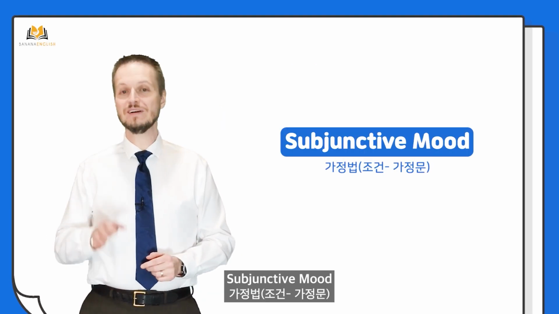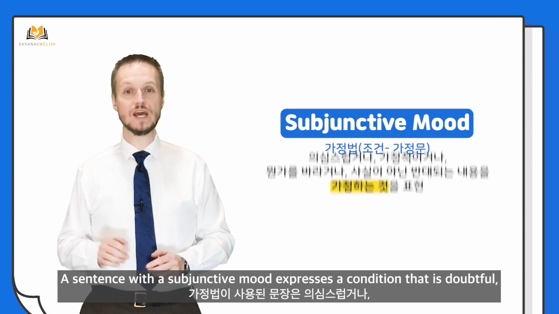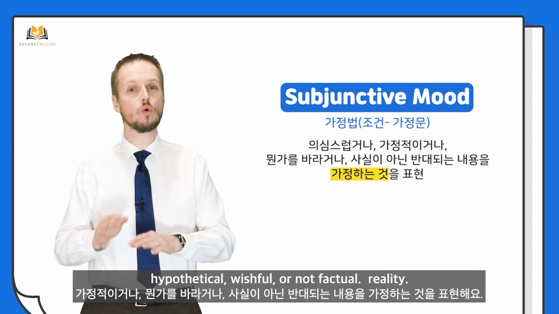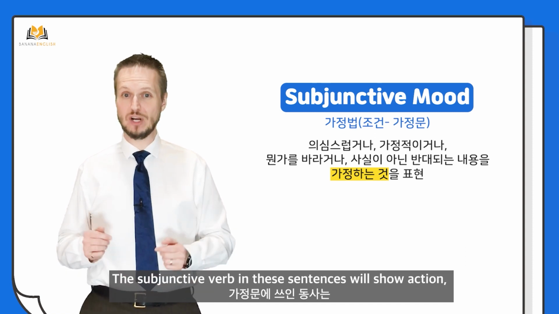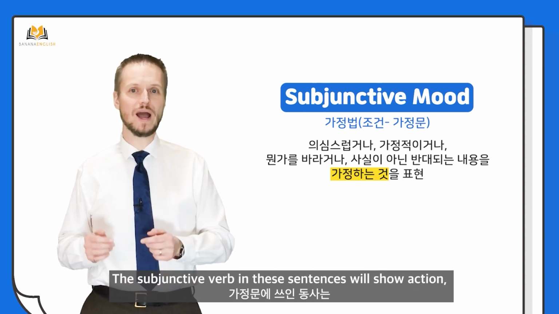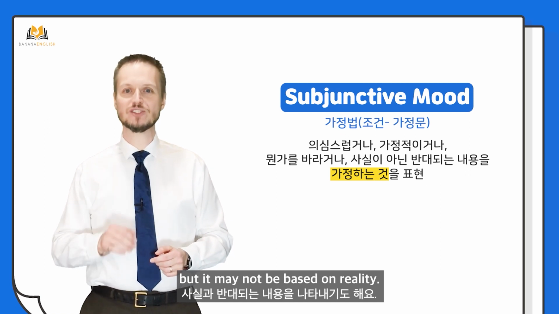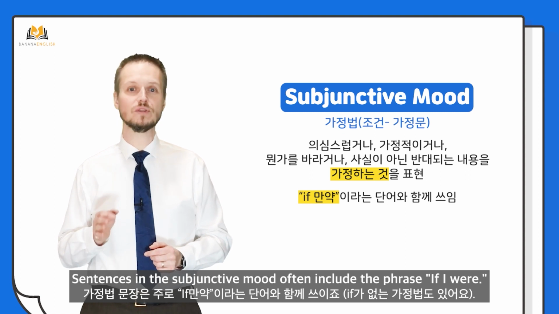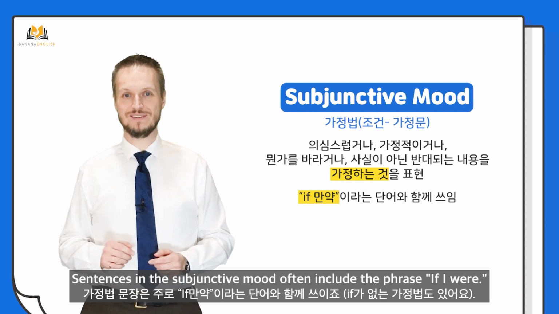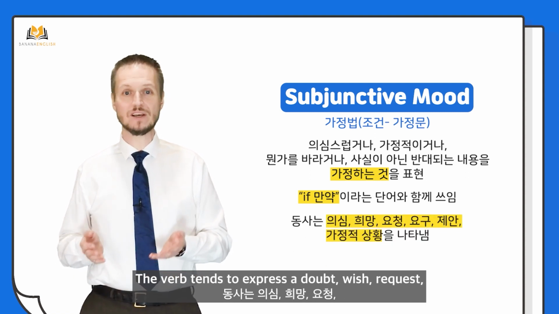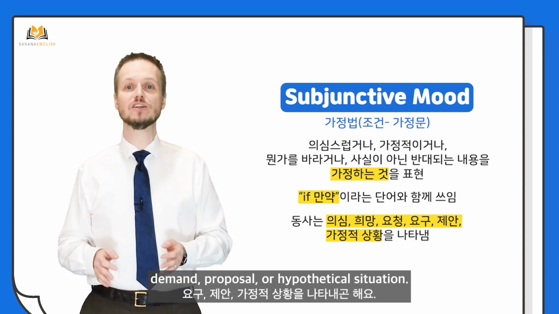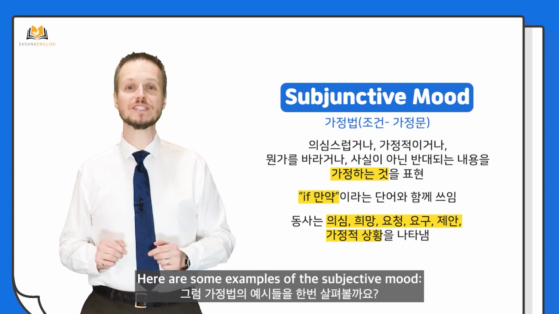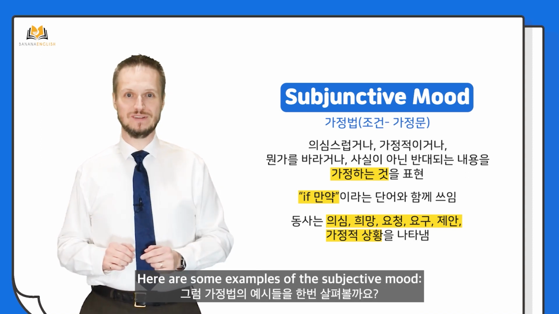Subjunctive mood. A sentence with a subjunctive mood expresses a condition that is doubtful, hypothetical, wishful, or not factual. The subjunctive verb in these sentences will show action, but it may not be based on reality. Sentences in the subjunctive mood often include the phrase, if I were. The verb tends to express a doubt, wish, request, demand, proposal, or hypothetical situation. Here are some examples of the subjunctive mood.